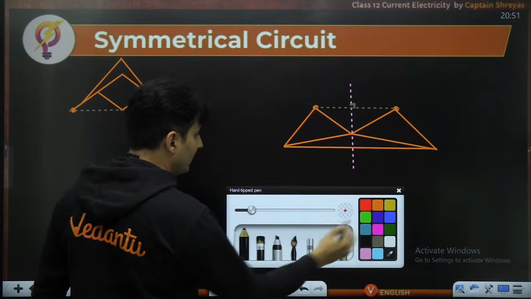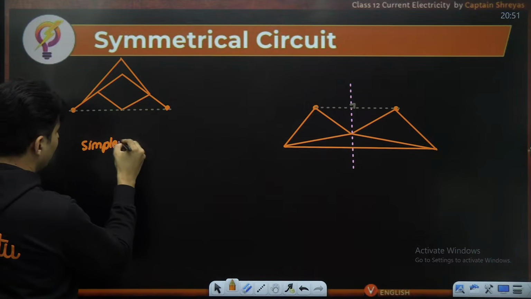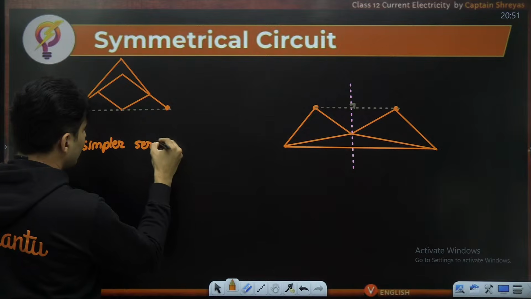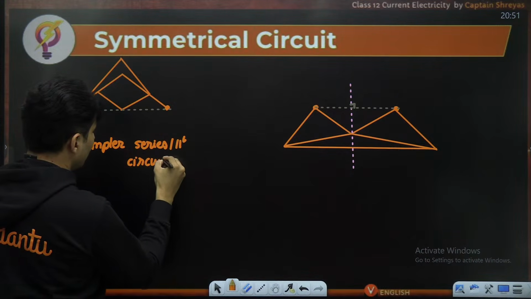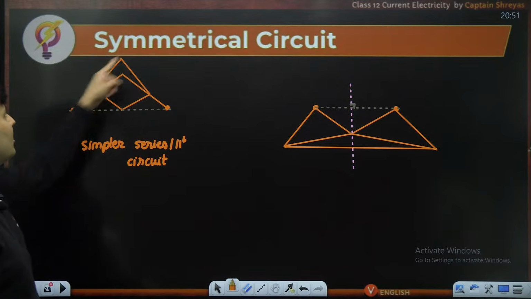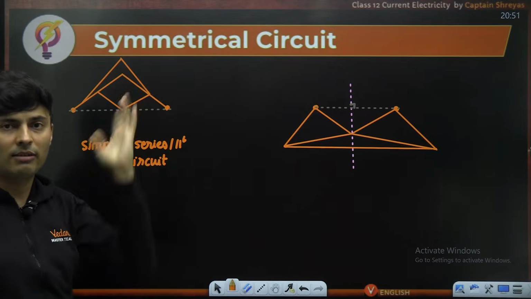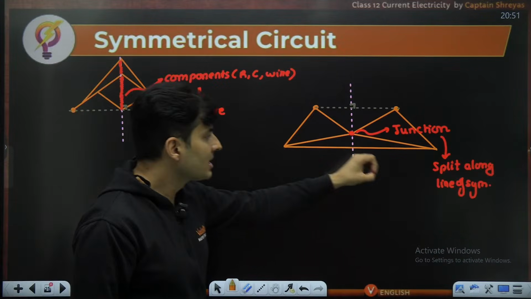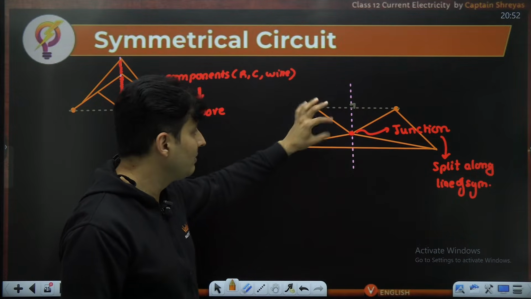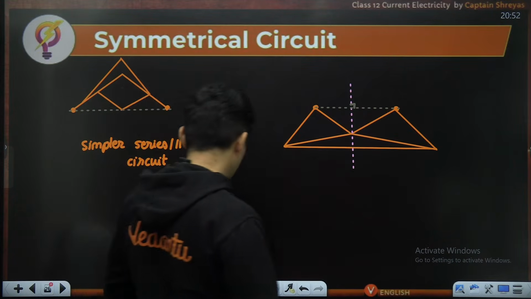Now this is nothing but a simpler series or parallel circuit. These two are in series, these two are in series, these two are in series, and they are in parallel. Now it is solvable. What about here? What did I mention? I said split it along the line of symmetry. Yeah, just split it along the line of symmetry, meaning you do this.